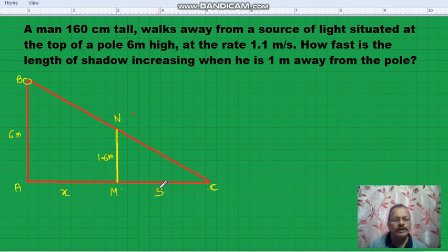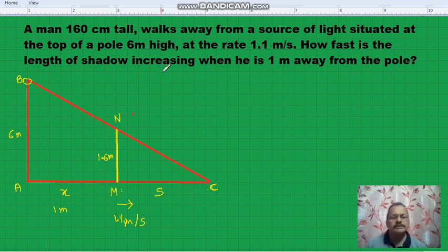It is equal to S. I am going to denote the length of shadow by S, and the position of man from the source of light, from the pole, is equal to x. It is also given that the man is at 1 meter. It is moving towards the right, away from the source. x is changing at the rate 1.1 meter per second.